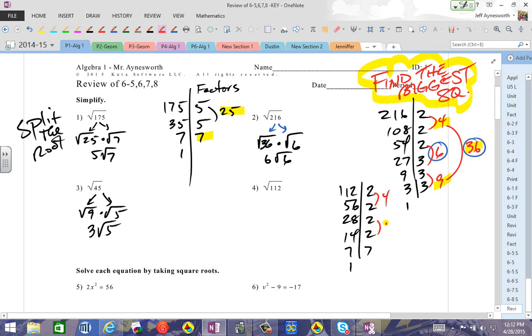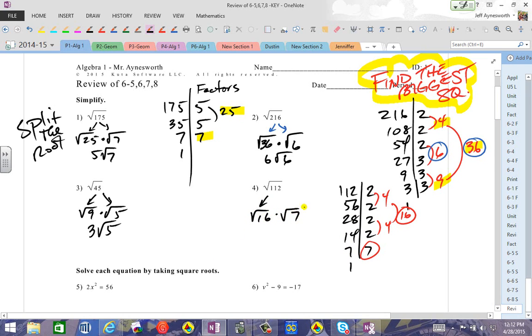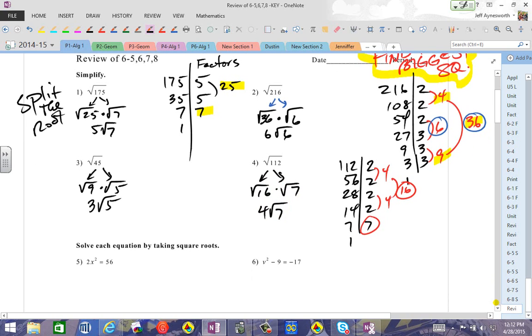I see a square here, and I see my biggest square of 16. So here they are right here. 7 times 16 is my factor pair. So I split the root. Root 16 times root 7, and I get 4 root 7 or 4 rad 7. All right, so you got to factor the number and use your factor pairs and simplify your roots.